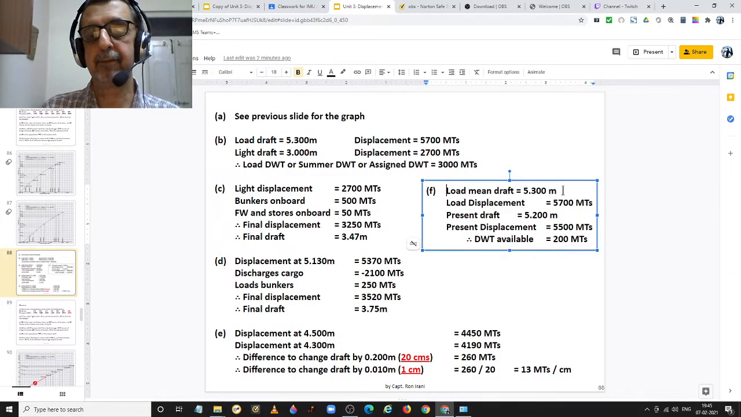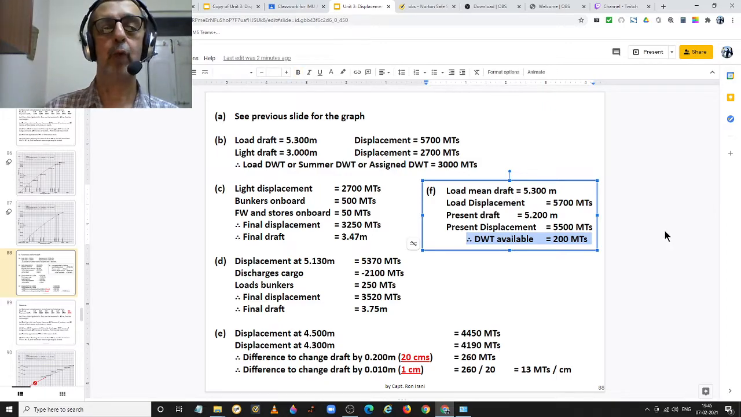Load mean draft 5.3 meters, displacement 5700 metric tons. Present draft 5.2 meters and present displacement is 5500 metric tons. The difference between the displacement at the load mean draft and the present draft will give us the deadweight available of 200 metric tons.